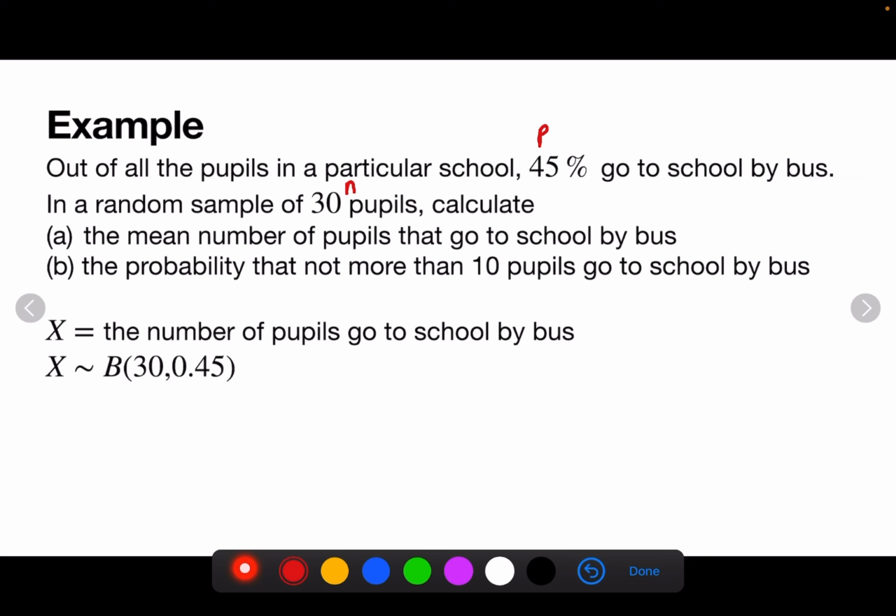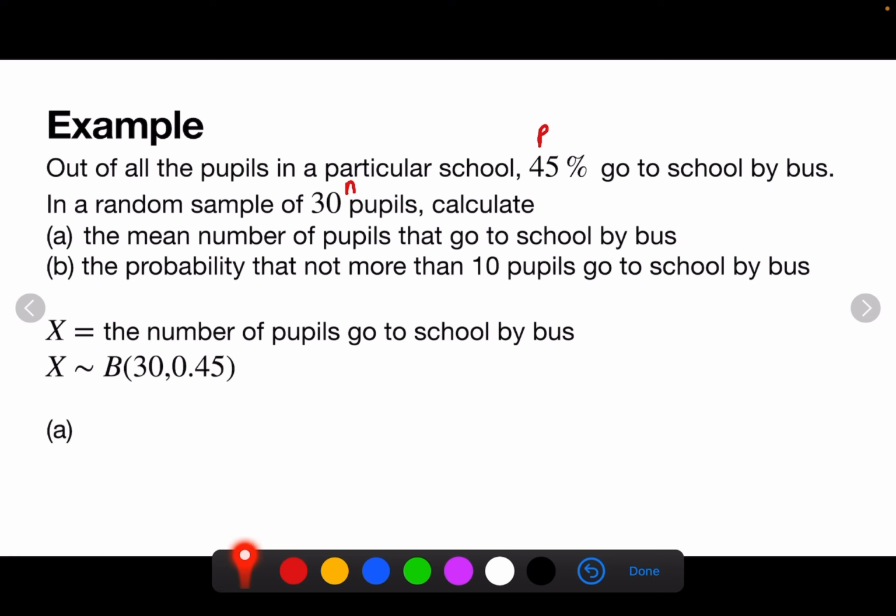So we may write down X has binomial distribution with N is 30 and P is 0.45. This is a percentage, so change it into a decimal. You cannot write down 45% here. You need to write it in decimal.